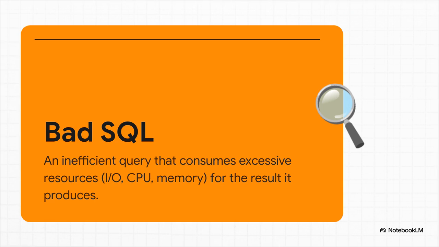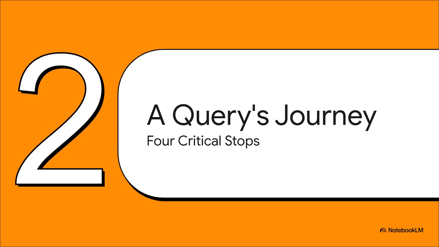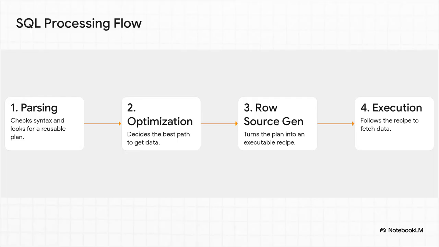To find out why, we have to trace its steps. So let's put on our detective hats. We're going to trace the secret journey our query takes from the second it hits the database. This journey has 4 critical stops, and a slowdown in any one of them, well, that's what causes the problem we're trying to hunt down. Here are the checkpoints. First, parsing, then optimization. After that, row source generation, and finally, execution. Every single query has to go through this process. We're going to focus on those first 2, parsing and optimization, because that's where the real high-stakes decisions get made.